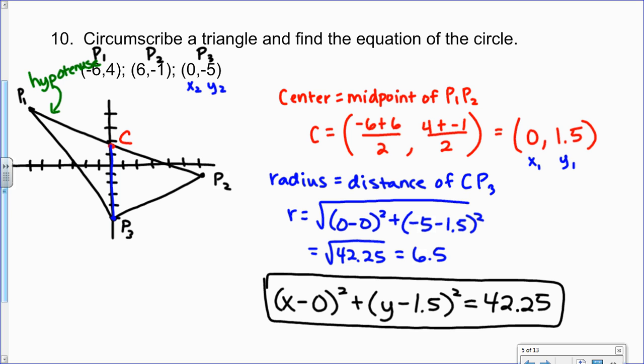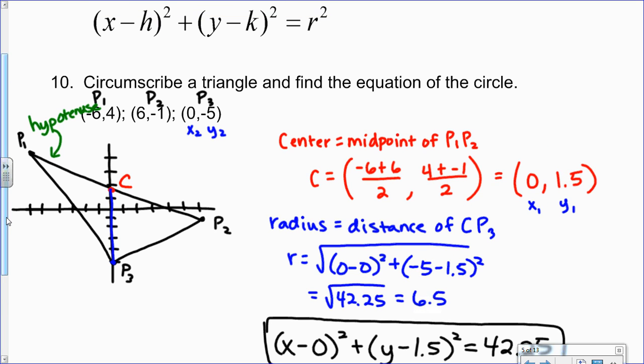Okay, so let's sketch our circle. I know that it has to go through all three vertices, so I know it goes through all three of those points. Whatever your school's format is, it will tell you how to put it in. Most likely this one would be multiple choice. But I'm also going to use the fact that my radius is 6.5 to help me sketch the circle a little bit better.